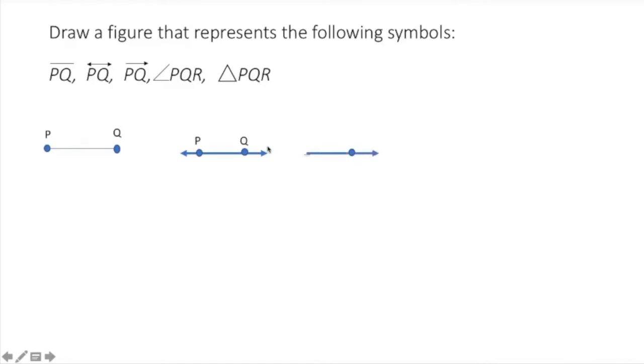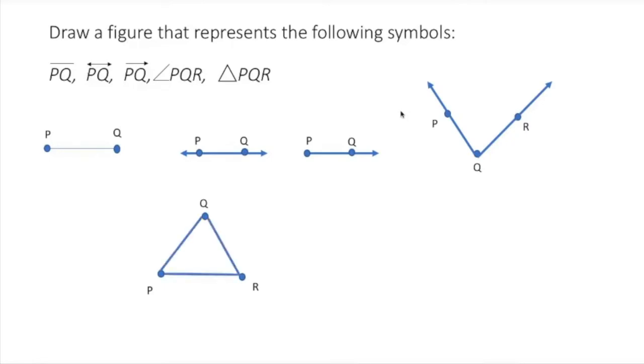We have a ray next, and a ray has an endpoint, and our endpoint is at P. You can tell that because there's no arrowhead above P, and it extends through Q forever and ever. We have an angle, and it's angle PQR, so Q needs to be in the middle there, and then having a ray extending from that through point P, and also another ray extending through point R. And lastly, we'll need 3 points to make our triangle. Point P, Q, and R, and then we'll need to connect each one of those with a line segment to make our triangle.